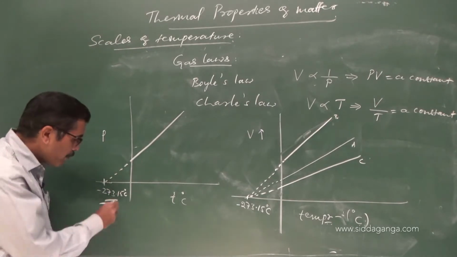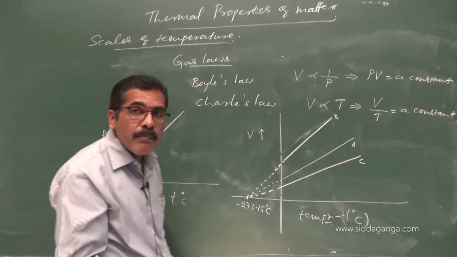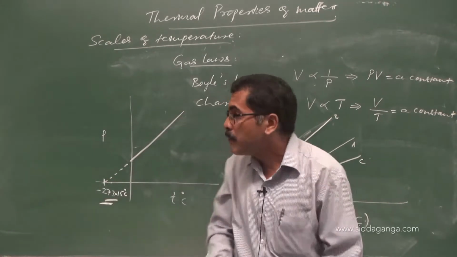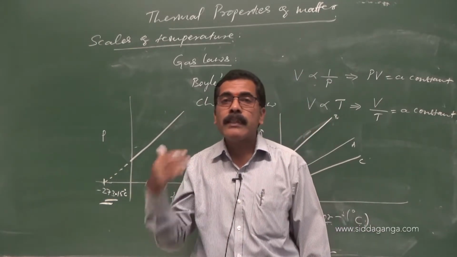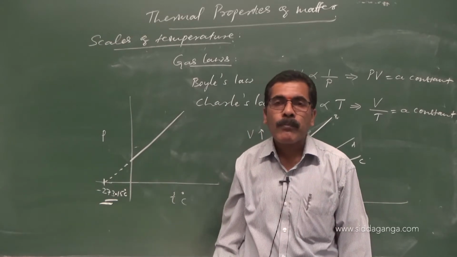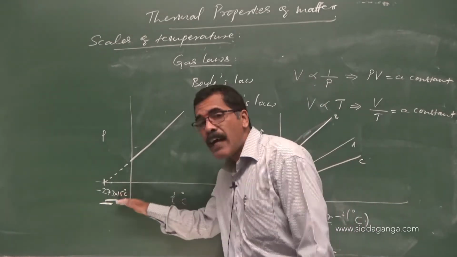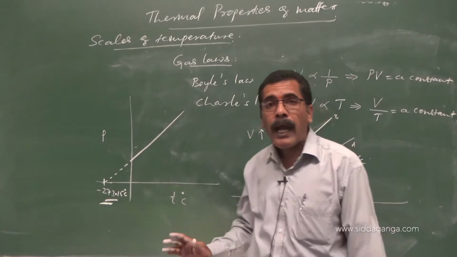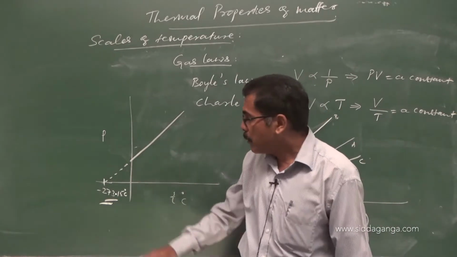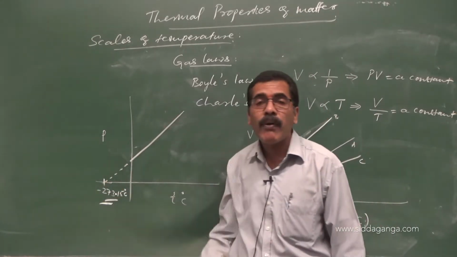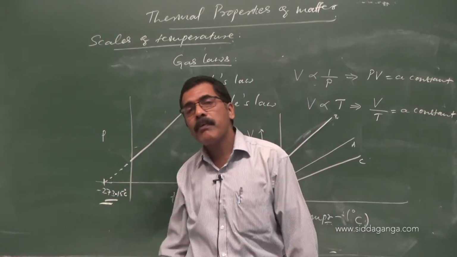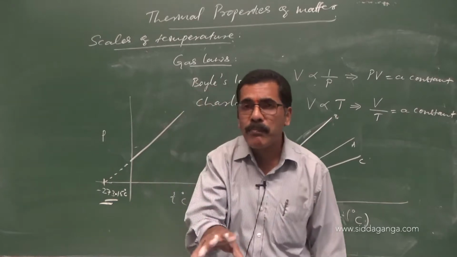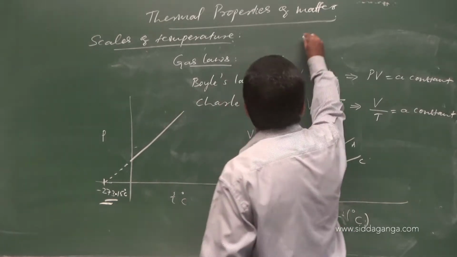At this particular temperature, minus 273.15 degrees Celsius, the pressure of a given mass of gas was also found to be equal to 0. Lord Kelvin made the observation of these two, and he came to the conclusion that minus 273.15 degrees Celsius must be the lowest attainable temperature, and he called the temperature absolute 0.